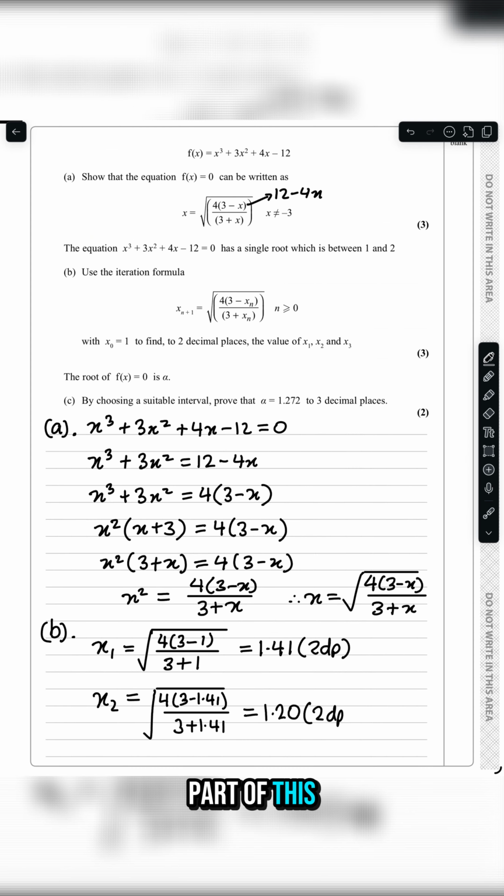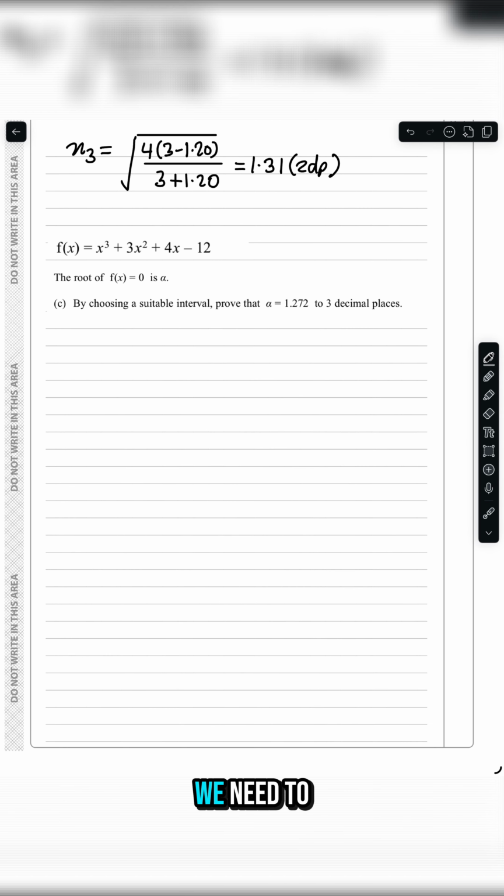In the final part of this question, we are told that the root at which our function of x equals 0 is alpha. By choosing a suitable interval, prove that alpha equals 1.272 to 3 decimal places. The first thing we need to determine are the upper and lower bounds of our value of alpha, 1.272 to 3 decimal places. We can represent 3 decimal places as 0.001, and when we divide this by 2, we get 1 over 2000.